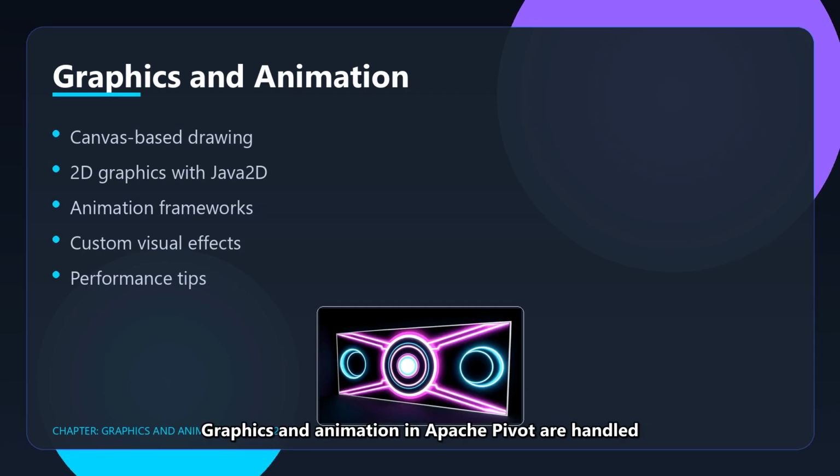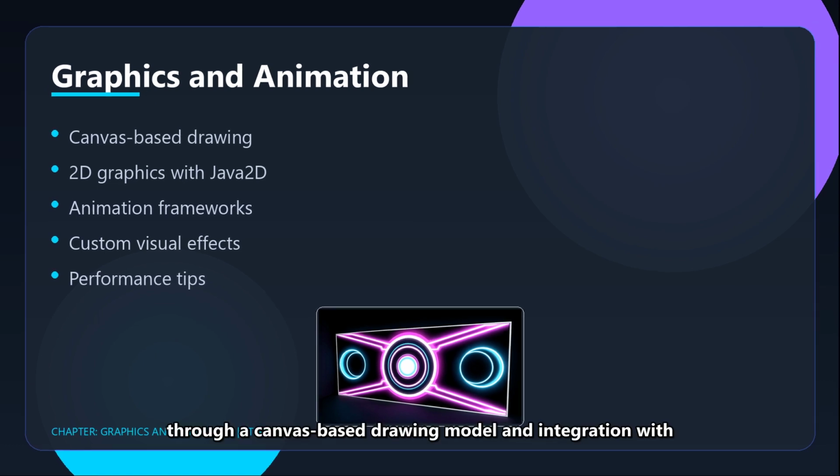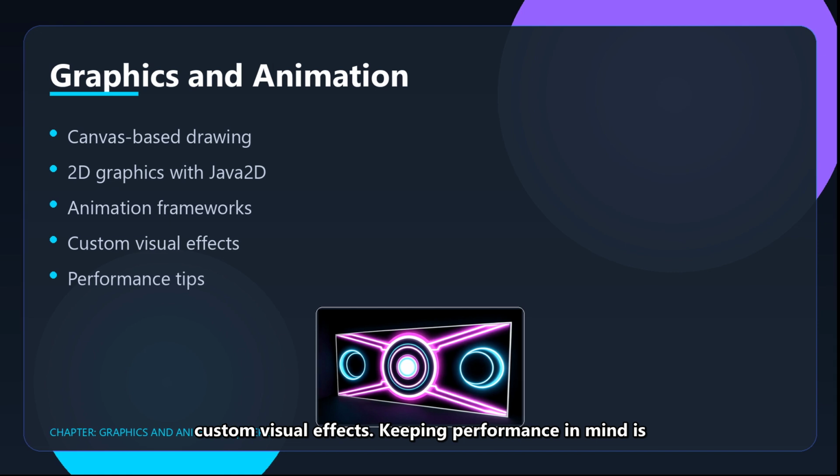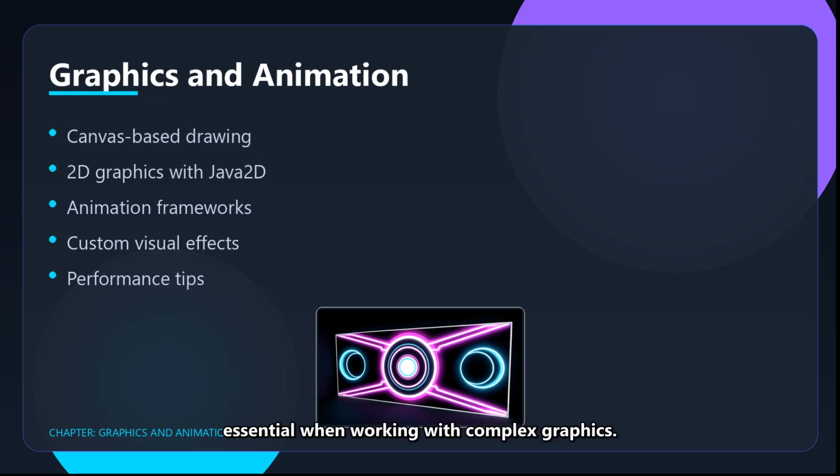Graphics and animation in Apache Pivot are handled through a canvas-based drawing model and integration with Java 2D. The framework supports animation and allows for custom visual effects. Keeping performance in mind is essential when working with complex graphics.